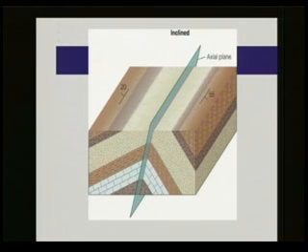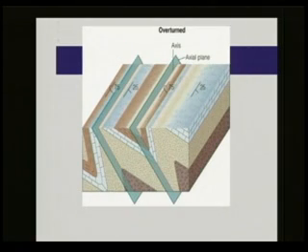Here we have an asymmetrical fold. You can see that the limb on the left side is much less steeply inclined than the steeper right-hand side. So this is asymmetrical. Now what happens when the limbs dip in the same direction? One limb has been rotated more than 90 degrees. We have an overturned fold.